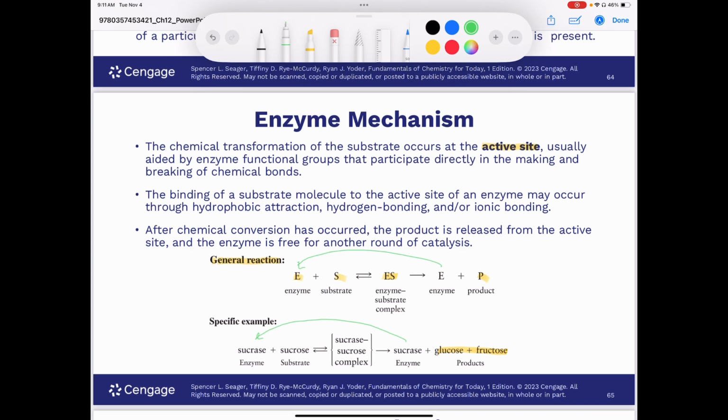Now, the chemical transformation of the substrate occurs at the active site, usually aided by the enzyme functional groups that participate directly in making and breaking of chemical bonds. After the chemical conversion has occurred, so once the product is formed, the product gets released from the active site, and then the enzyme is free for another round of catalysis.